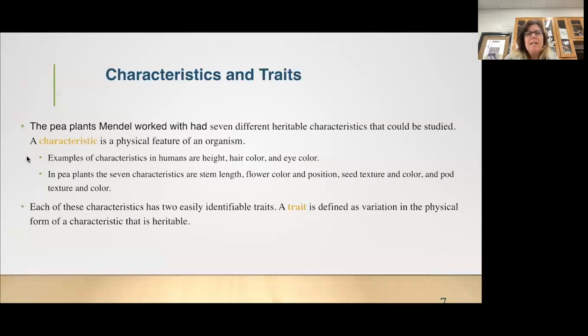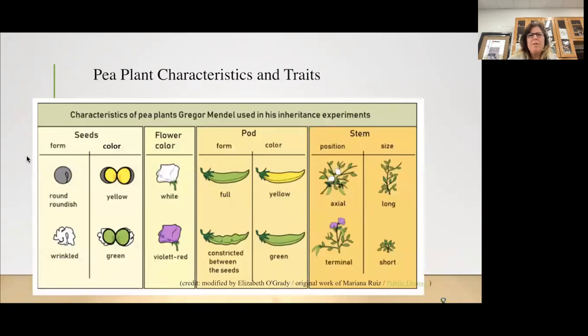But in peas, he looked at stem length, whether they were tall or short. Where are the flowers? Are they at the end of the stems or in the middle? The seed texture, are they wrinkled or smooth? The color, the pod texture, the pod color. So all of these things were easily identified characteristics, or we can call it a trait, which is defined as the variation of that physical form of that characteristic. Characteristic would be height. The trait would be tall or short. So here's a picture of those different things that he was looking at.